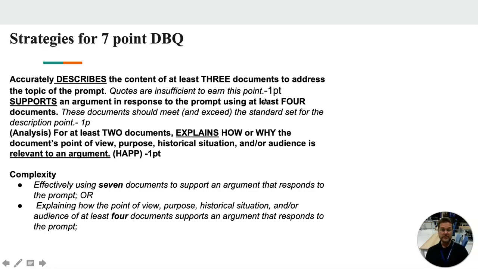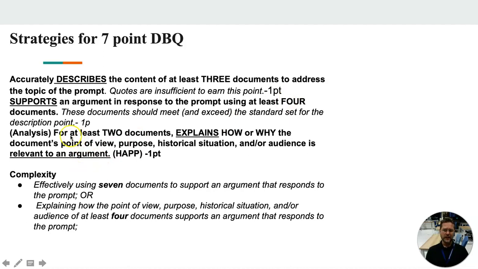Let's first look at some of the changes that they made for the rubric in 2023. One, accurately describes the content of at least 3 documents to address the topic of the prompt. And that's always been there, right? The 3 documents just describing the content. Then supports an argument in response to the prompt using at least 4 documents. So as you see there, that's changed, right? It used to be 6, now it is down to 4. So that makes it a little bit easier.